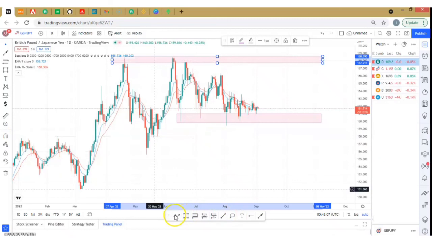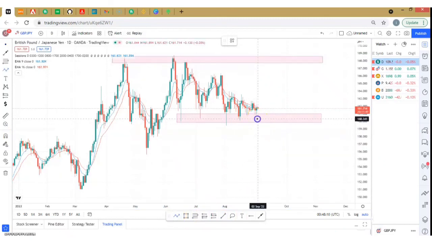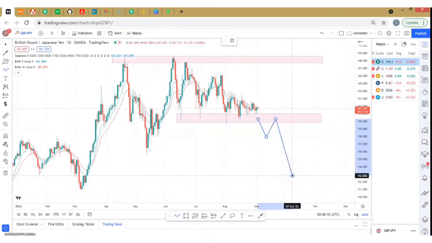So I want the market to do this. I want the market to break this support, test it, and continue down. Or if it doesn't do that, then I want it to go to my resistance, break my resistance, test it, and continue and take the next trend. That's the two things I want this market to do. If the market is not doing these two things, therefore, guys, I'm staying away from this market.